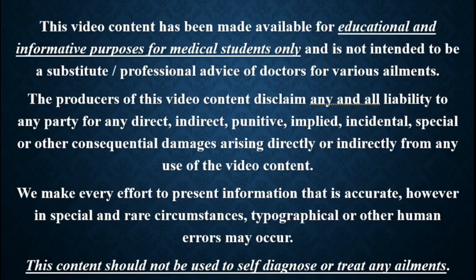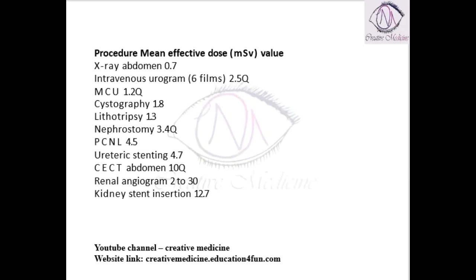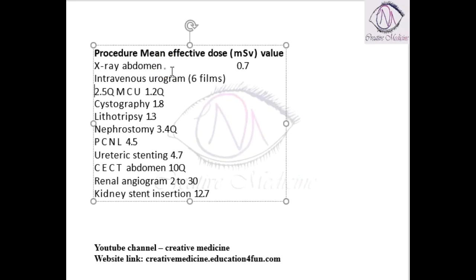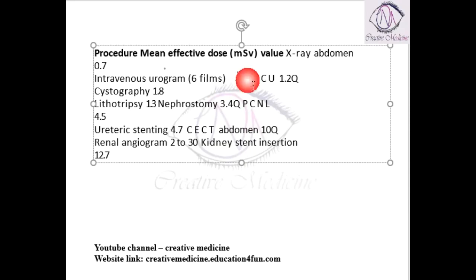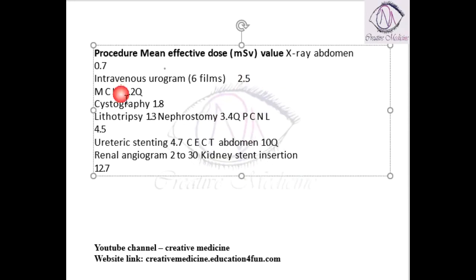In this lecture, we will learn about the procedure and the radiation associated with the procedure. For X-ray abdomen, almost 0.7 millisieverts radiation exposure is there, whereas for intravenous urograms, there is 2.5 millisievert exposure seen. Whereas for micturating cystourethrography, you can see that there is 1.2 millisieverts of exposure.